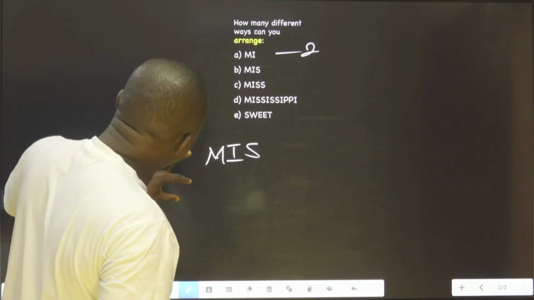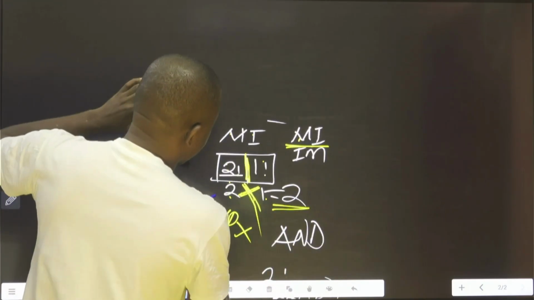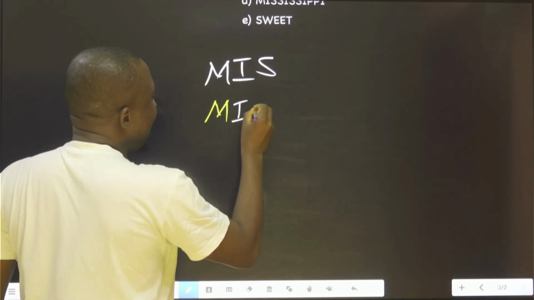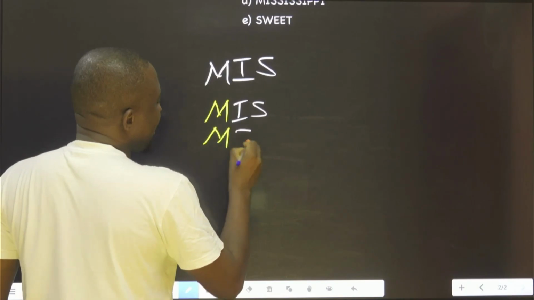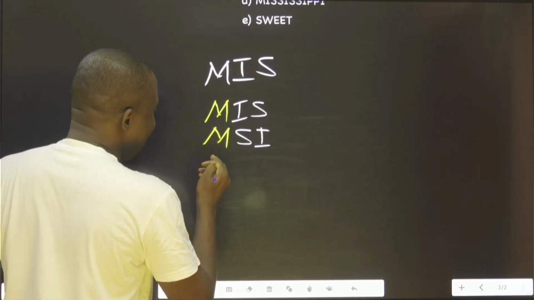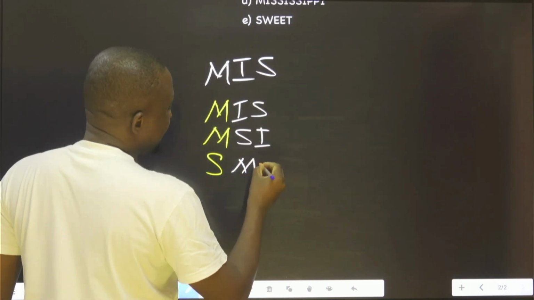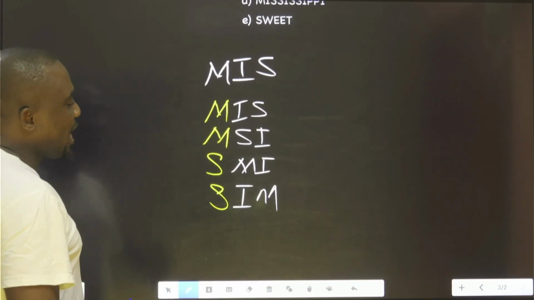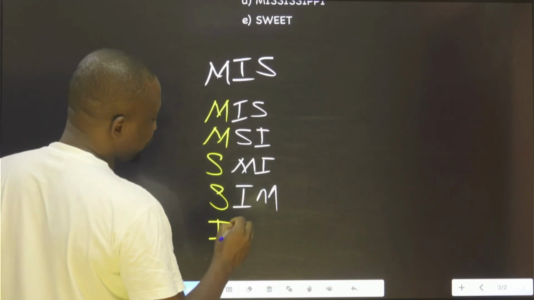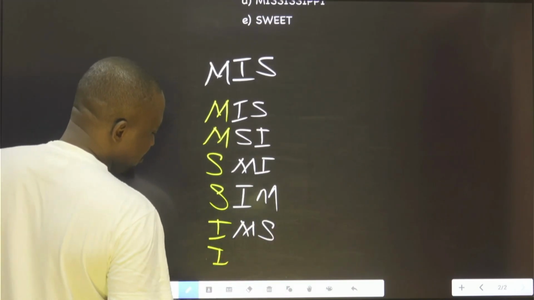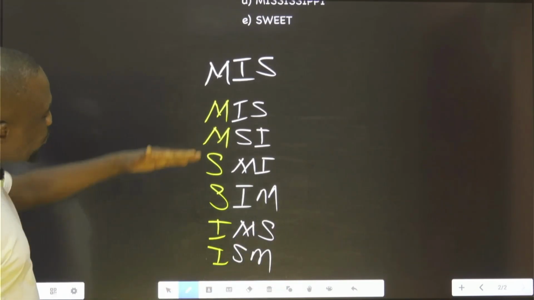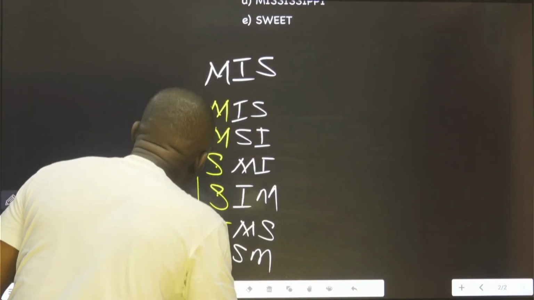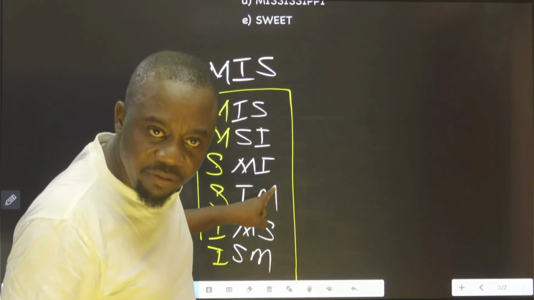If you want to solve this manually, it simply means M first, then I, then S. M first, then S, then I. You get it? Then S will now come first: M, I, S will now come I, M. Okay? Then I will also come to form M, S. I will come S, M. How many ways? 1, 2, 3, 4, 5, 6. Okay? This is the way my father in the village will solve this question.